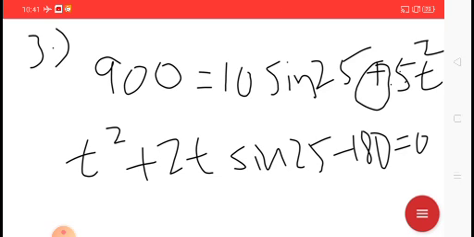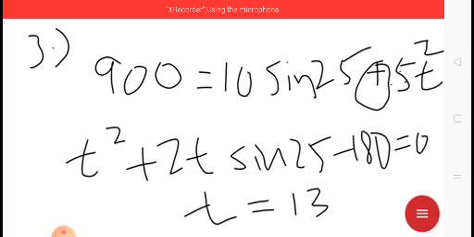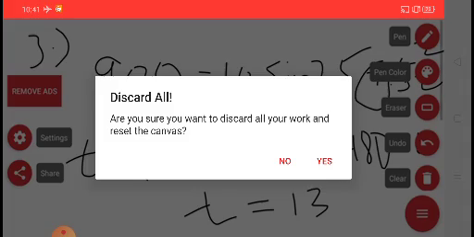So by simplifying this and solving this, you will get t equal to 13. So this is the time taken for the sensor to reach the target point, right? The question is asking you to find the speed at the particular moment. So it means the resultant speed, or the total speed. For this situation, you need to find the vertical speed.